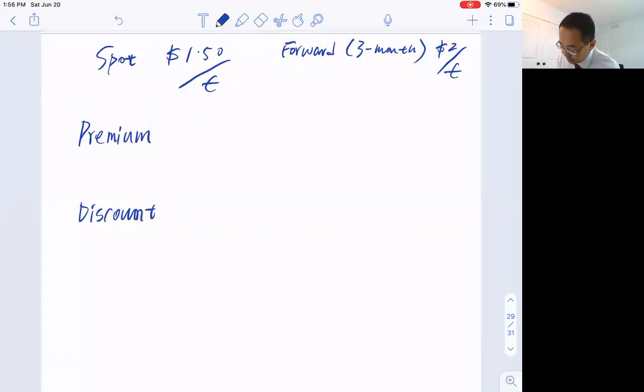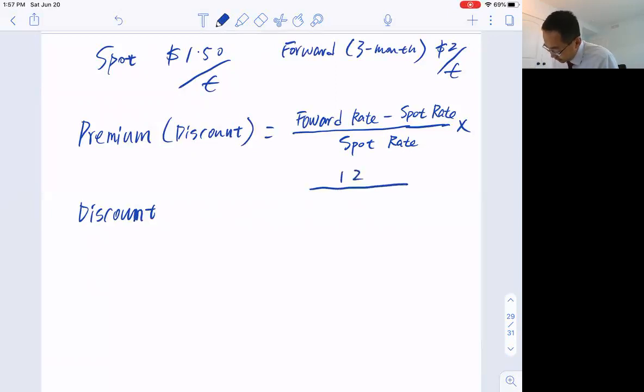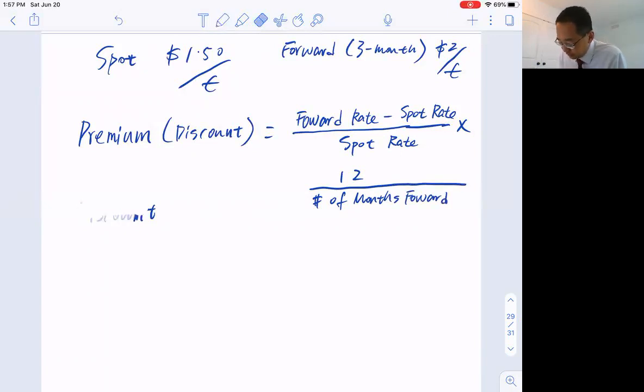And the way to calculate how big your premium or discount is: the premium, or I guess discount, is your forward rate minus the spot rate, divided by the spot rate, times 12 divided by the number of months forward. Okay, so let me give you an example.